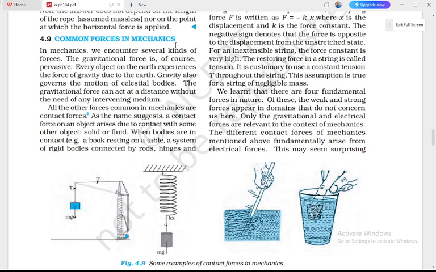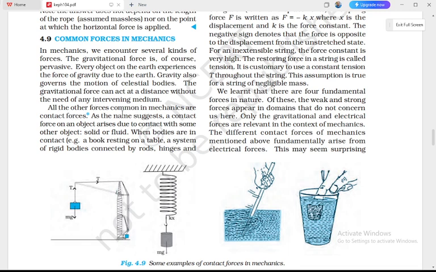Common forces in mechanics. In mechanics, we encounter several kinds of forces. The gravitational force is of course pervasive. Every object on the earth experiences the force of gravity due to the earth. Gravity also governs the motion of celestial bodies. The gravitational force can act at a distance without the need of any intervening medium.